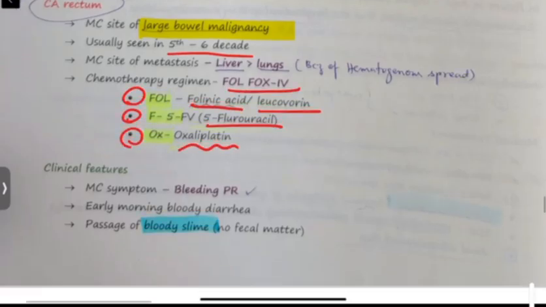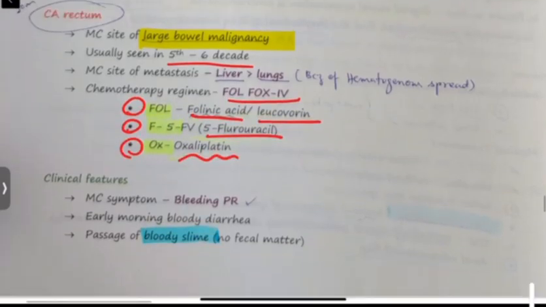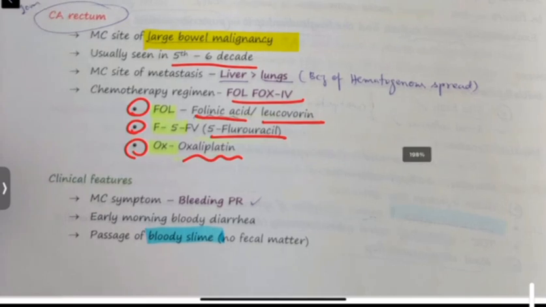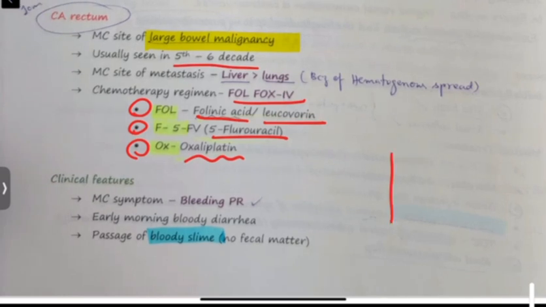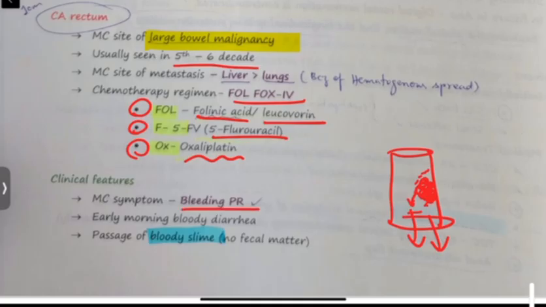What will be the clinical features in case of a rectal malignancy or rectal cancer? In rectal cancer, obviously there is a growth somewhere along the rectum. Because of this growth, the mucosa is disrupted, and because of this there can be bleeding, and that will be seen outside. So that is bleeding per rectum.